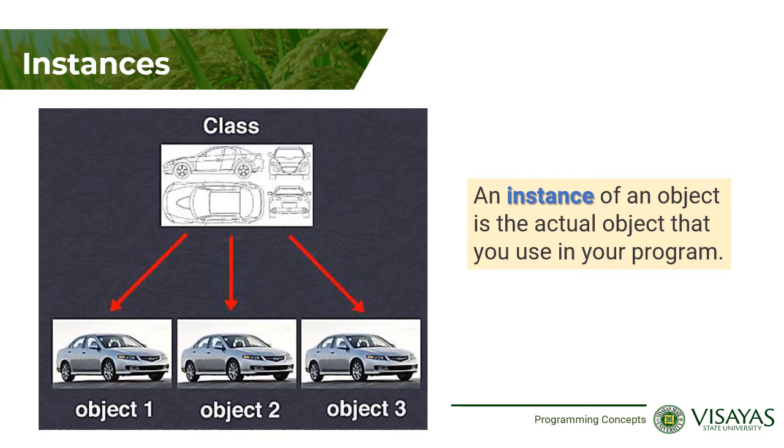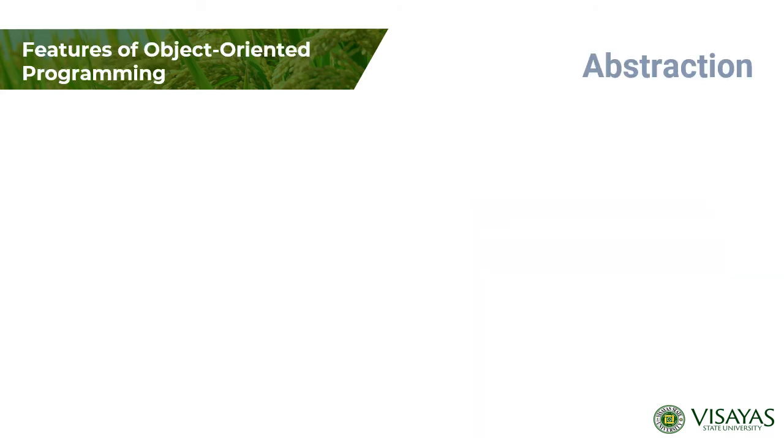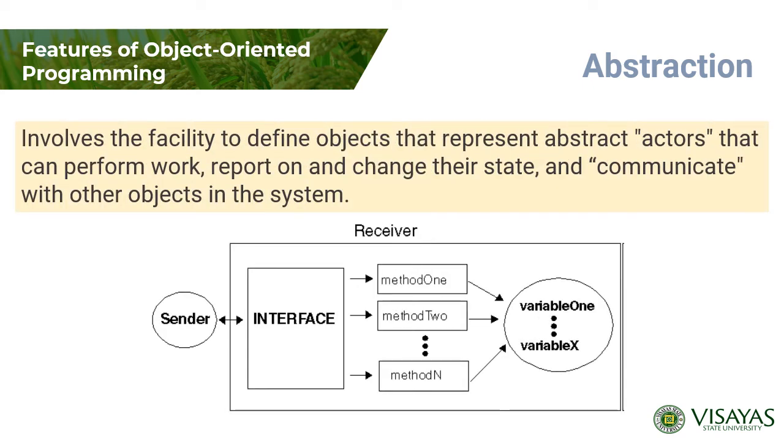This time, let's discuss the features of object-oriented programming. Let's start with abstraction. Abstraction involves the facility to define objects that represent abstract actors that can perform work, report on and change their state, and even communicate with other objects in the system. Basically, it allows roles and interaction which greatly simplify programming approach.